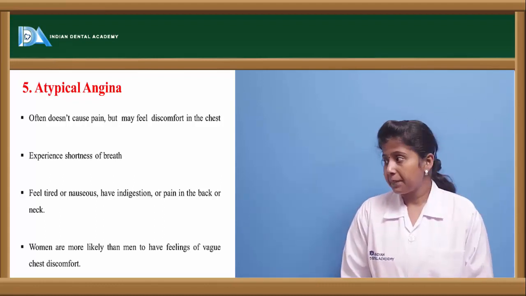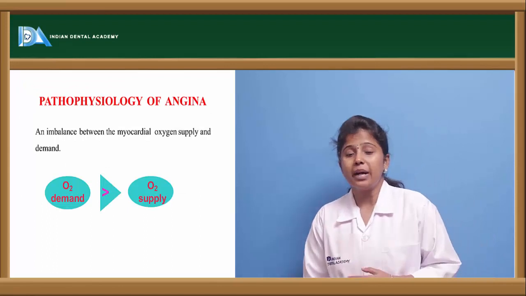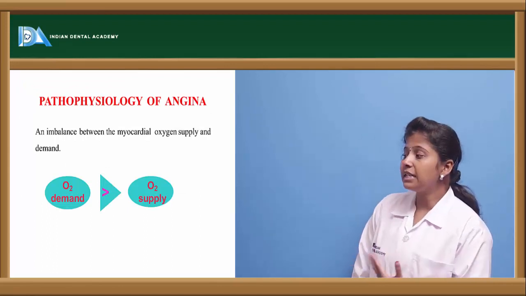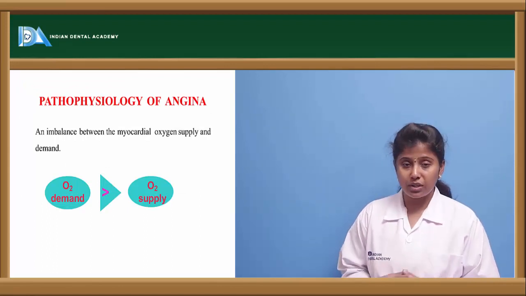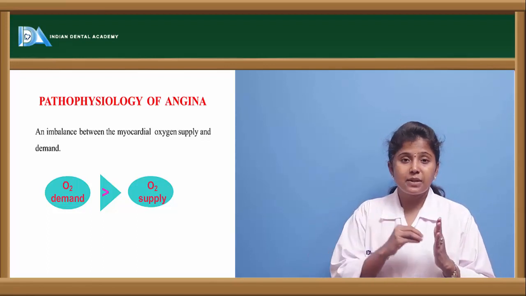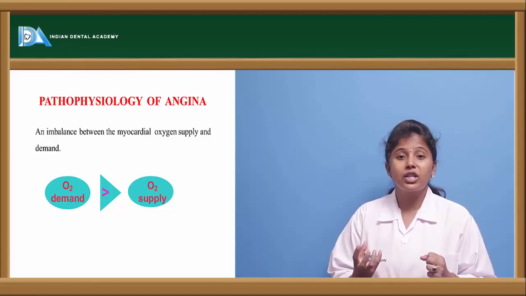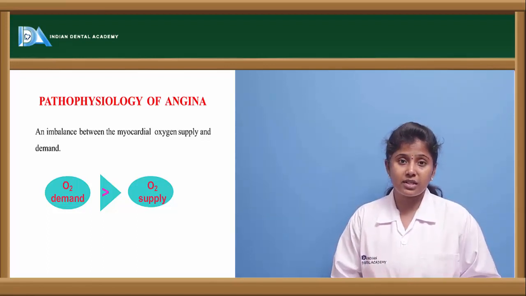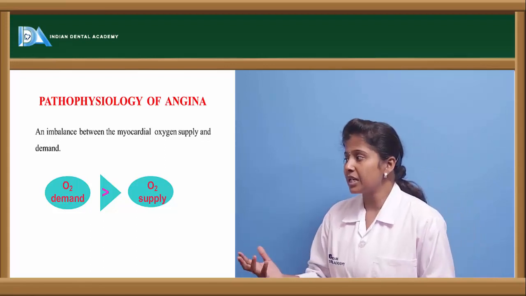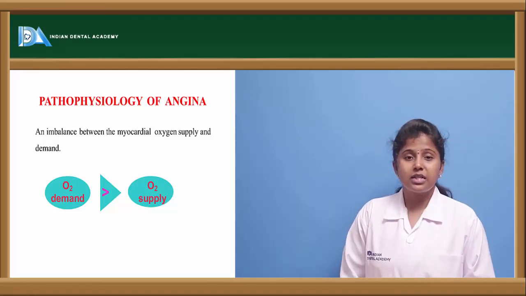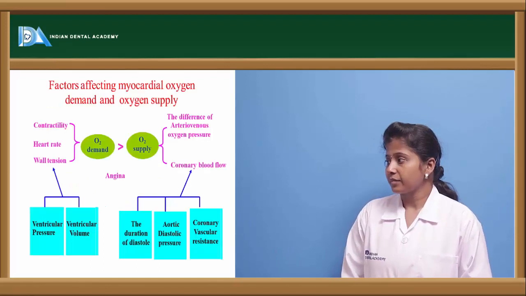Here we see the pathophysiology of angina. The oxygen demand is more when compared to oxygen supply. So here the oxygen supply is not proper, and the heart is demanding oxygen. In this condition, angina can occur.